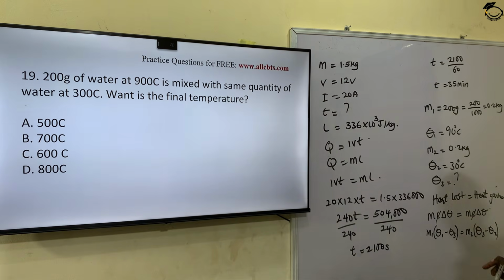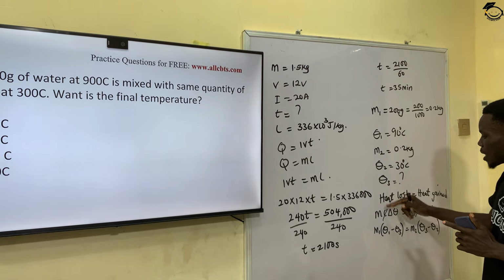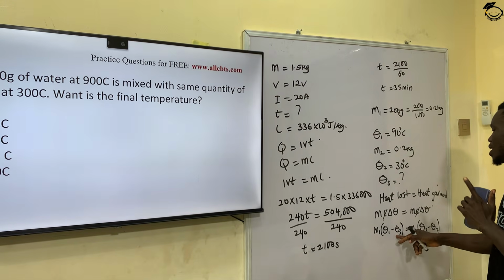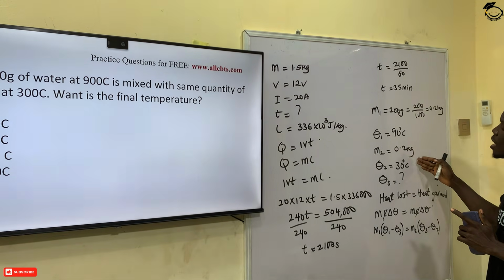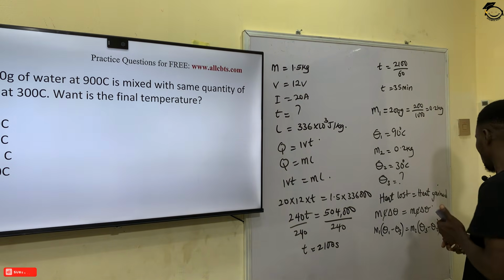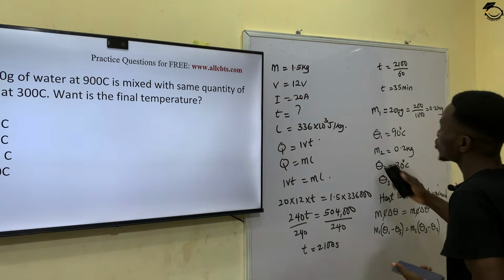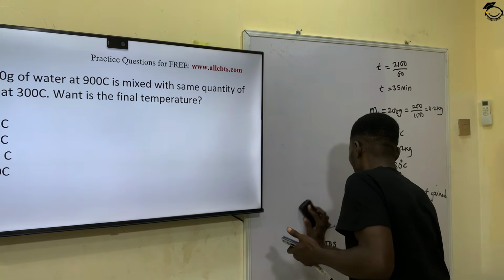Why is there a difference in the change of temperature here? On the heat loss side, the temperature of the substance losing heat is always higher than the final temperature, which means my θ1 will always be higher than my θ3. That's why I'm having θ1 minus θ3 on the heat loss side. And on the heat gain side, the final temperature is always higher than the temperature of the substance gaining heat, which is why I'm having θ3 minus θ2. So with that, I will solve the equation and get the value of my θ3.